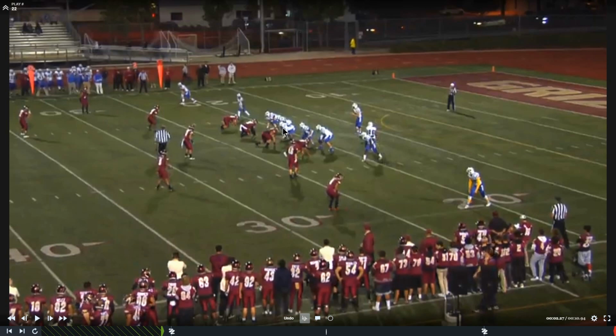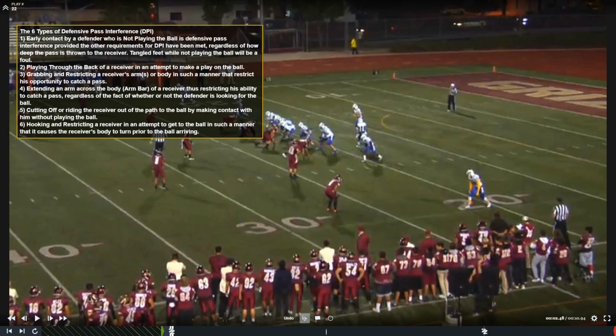Let's go. Okay, let's talk pass interference. Pass interference is one of those types of fouls that we have a lot of disagreement about between officials. And Steve Coover's San Diego's excellent mechanics manual includes 6 types of defensive pass interference. Take a look at those for just a second.